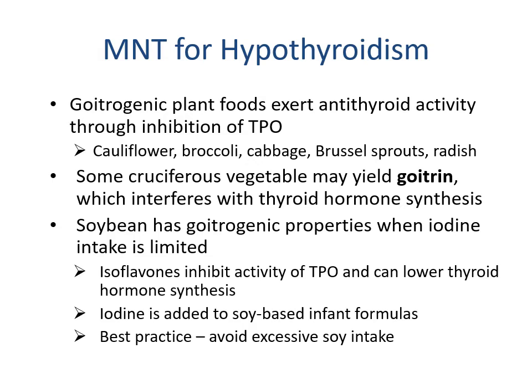So goitrogenic plant foods can exert anti-thyroid activity through the inhibition of TPO. This includes things like cauliflower, broccoli, cabbage, Brussels sprouts, and radish. And so cruciferous vegetables may yield goitrin, which interferes with thyroid hormone synthesis. And so soybean has goitrogenic properties as well when iodine intake is limited, as isoflavones inhibit the activity of TPO and can lower thyroid hormone synthesis. So iodine is added to soy-based infant formulas, and the best practice, though, is to avoid an excessive soy intake.